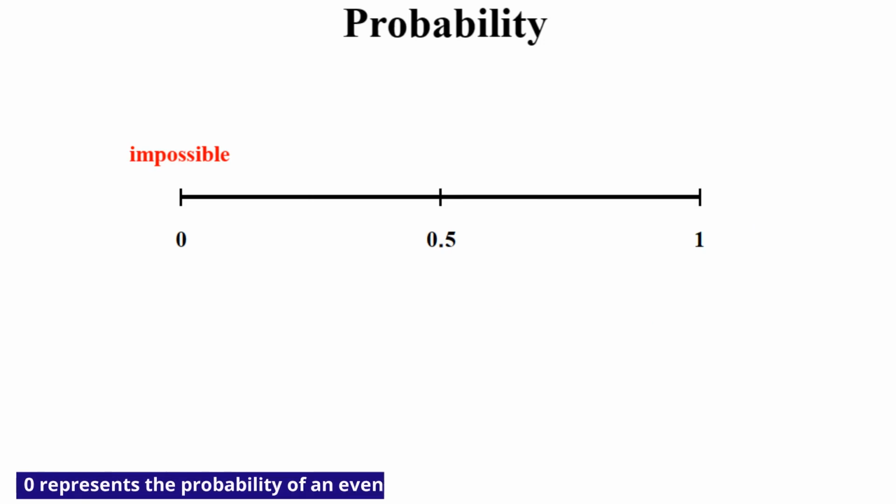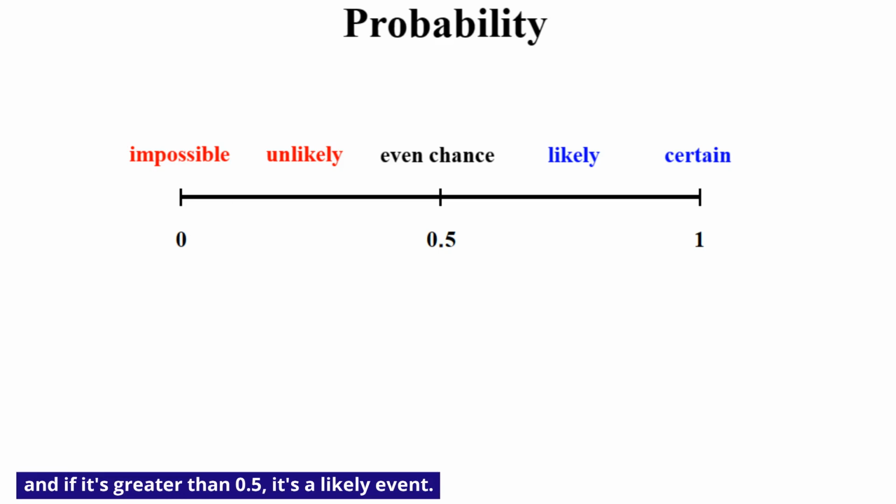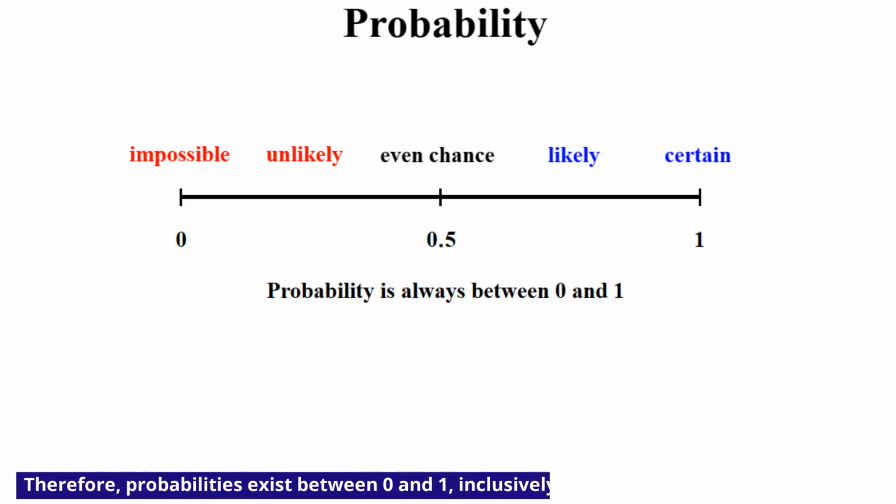Theoretically, 0 represents the probability of an event not occurring, while 1 indicates the event's certainty. A probability of 0.5 signifies an even chance. If it's less than 0.5, it's an unlikely event. And if it's greater than 0.5, it's a likely event. Therefore, probabilities exist between 0 and 1 inclusively.